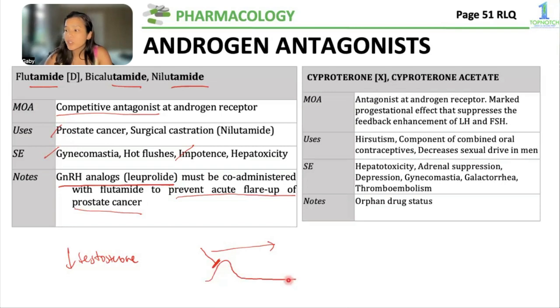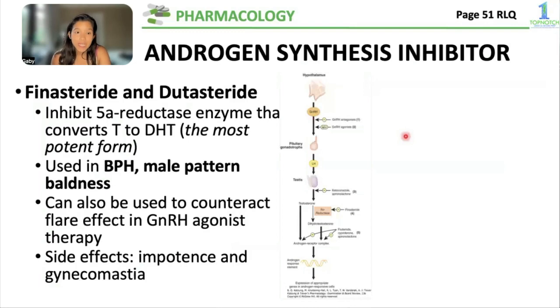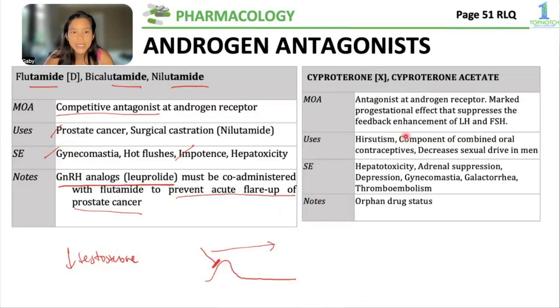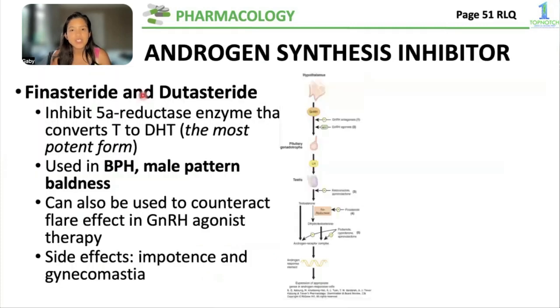Then we have your cyproterone or your cyproterone acetate, which are antagonists at the androgen receptor. So they suppress the feedback enhancement of your LH and your FSH, which is why cyproterone can be used for women who develop hirsutism, and it is even a component of combined oral contraceptives. So what about inhibitors of androgen synthesis? So this is probably the most important thing to remember from earlier, which is flutamide. Then in androgen synthesis inhibitors, this is also a very important one.